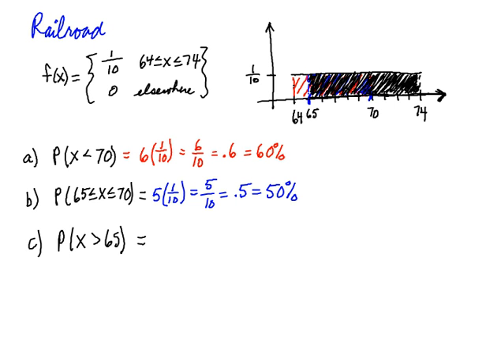So 65 to, we'll stop at 74. There is no added probability above that, so we only need to go to 74. So 65 to 74 is 9. And then times the 1/10 is 9/10, equal to 0.9, which is 90%.